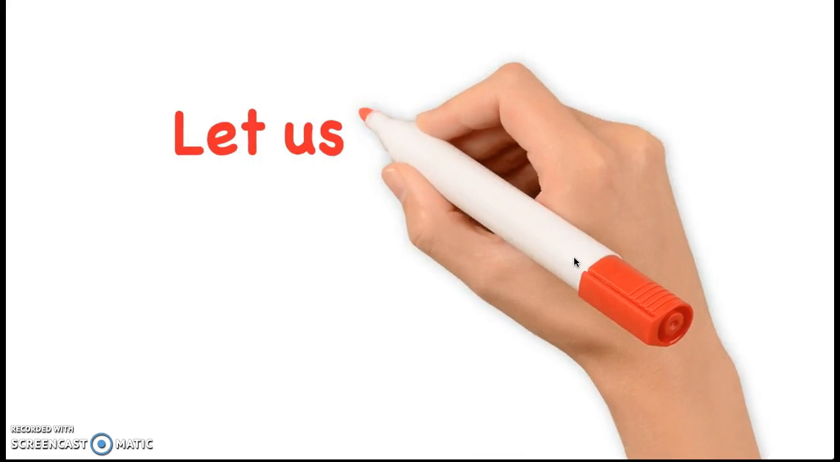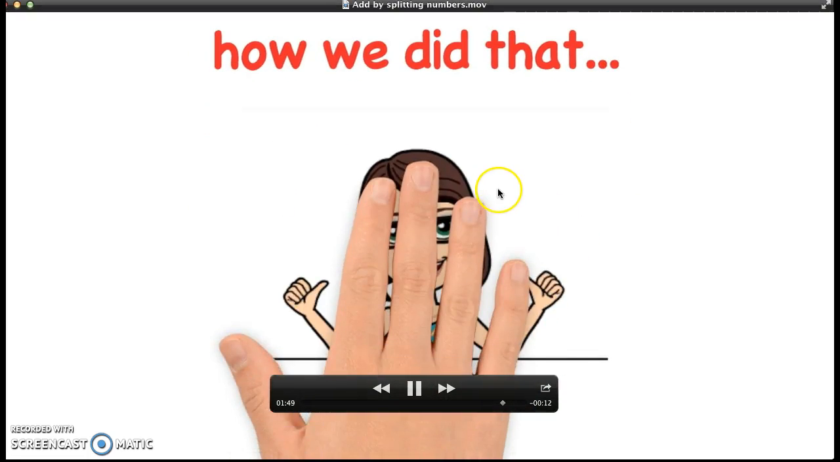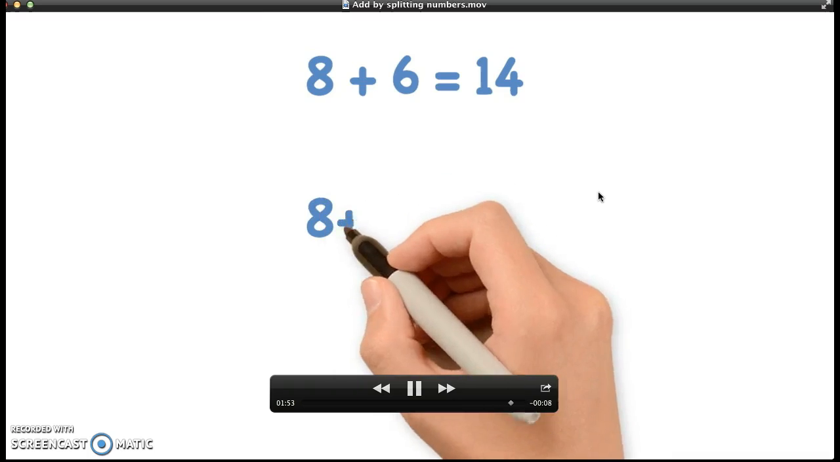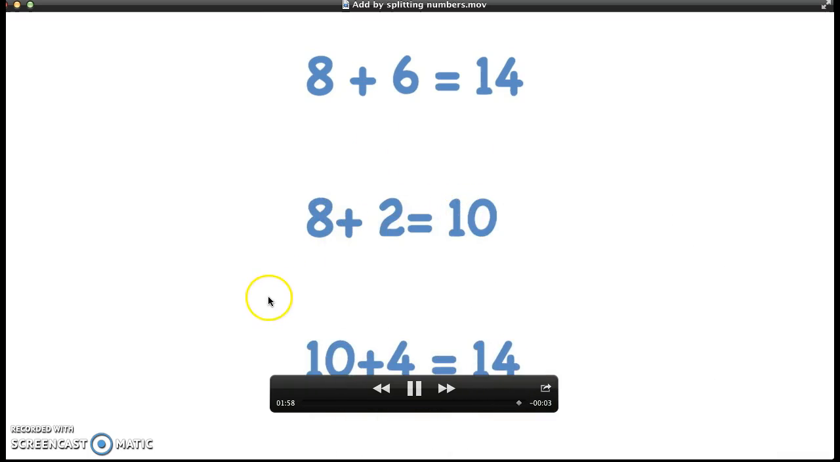Let us go over those steps again and see exactly what we did. How did we split the second number to get our answer? To retrace our steps, we had 8 plus 6. And what did we do? We did 8 plus 2 equals 10, and 10 plus 4 equals 14.